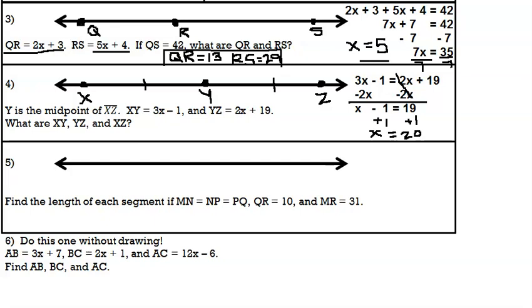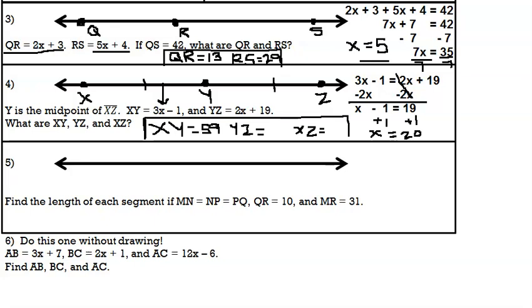But hopefully you remember that isn't actually what I wanted. What I wanted to know is what is XY, what is YZ, and what is XZ. That's the key. So those are the questions that we need to answer. XY, you plug that number in. X is 20. 3 times 20 is 60. 60 minus 1 is 59.